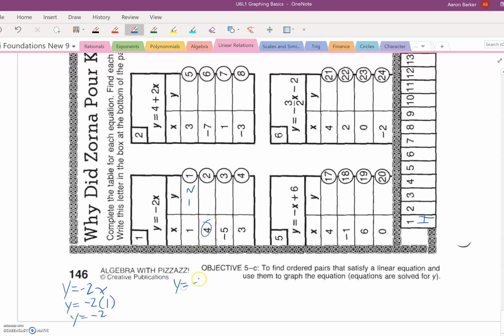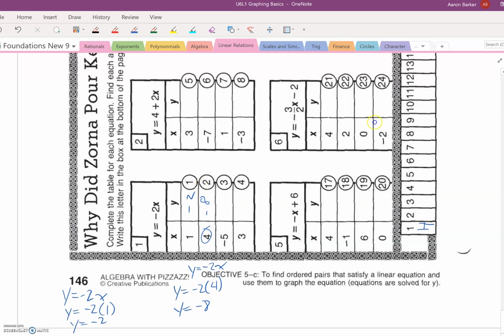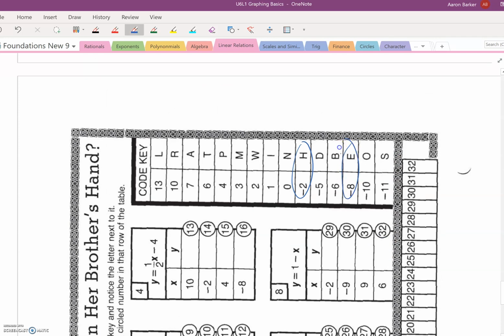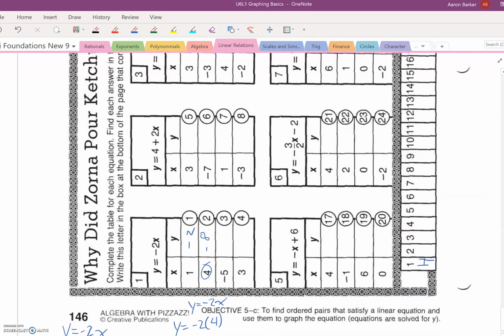Let's do the next one right here. So y equals -2 times x. And we substitute in x equals 4. So y equals -2 times 4. And so what does y equal? Y equals -8. So this is -8. I'm writing sideways here. And so for question number 2, for -8, you write an E. So number 2, we write an E. And we made the letters H-E. Okay, when you're doing these word phrases, once you get the words, you can just split them to make it easier to see your word phrase at the end.